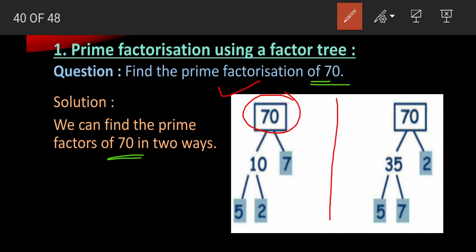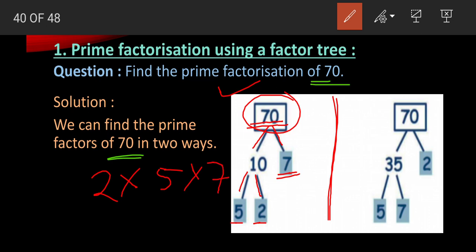First we have to break the number. Here we are taking 70 as the multiplication of two numbers, 10 and 7. 10 times 7 is 70. As 7 is a prime number, there is no need to factorize it. Now 10 is not a prime number, so we have to break it into prime numbers. 10 can be written as 5 times 2. Here 5 and 2 are prime factors. So in the first way we have converted 70 to the prime factors 2 multiplied by 5 multiplied by 7.